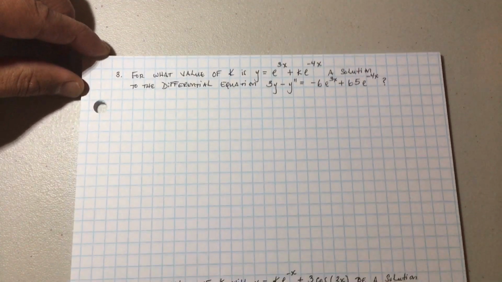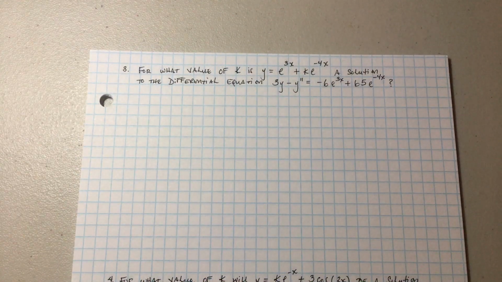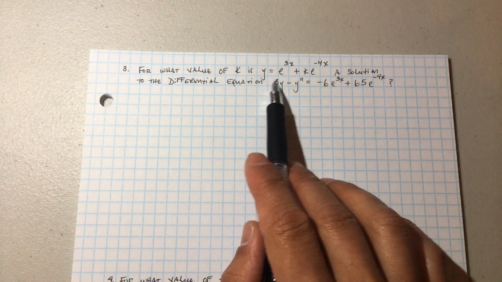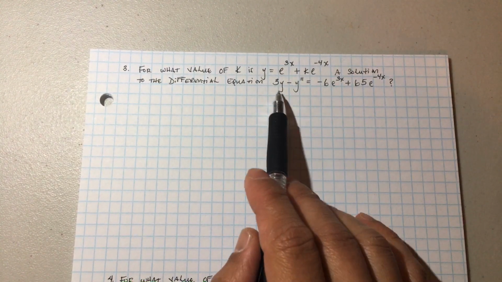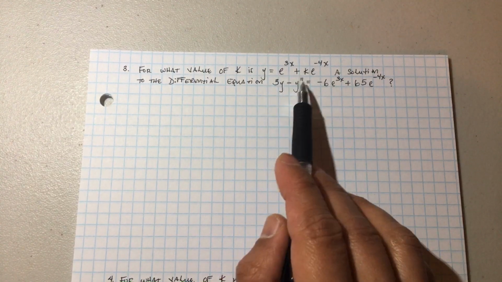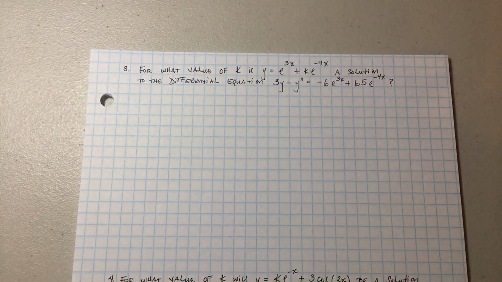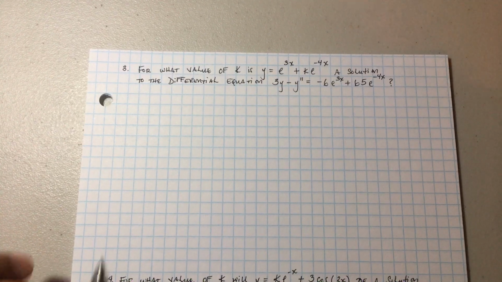Let's do this one here. For what value of k is this equation a solution to the differential equation? We're going to do the same thing. This is our y already. We have to find y double prime. So let's go ahead and see if we can do that real quick.